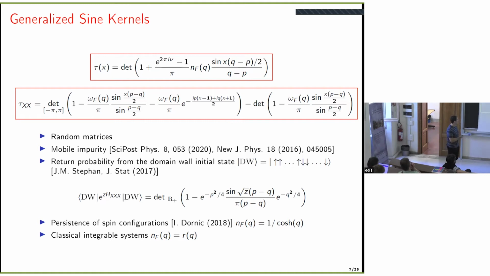And there are other examples. The most important probably are the classical integrable systems, where the role of n_F is played by the reflection coefficient. So now it would be nice to be able to evaluate large x and large time expressions for these guys. And that's what my talk will be about.